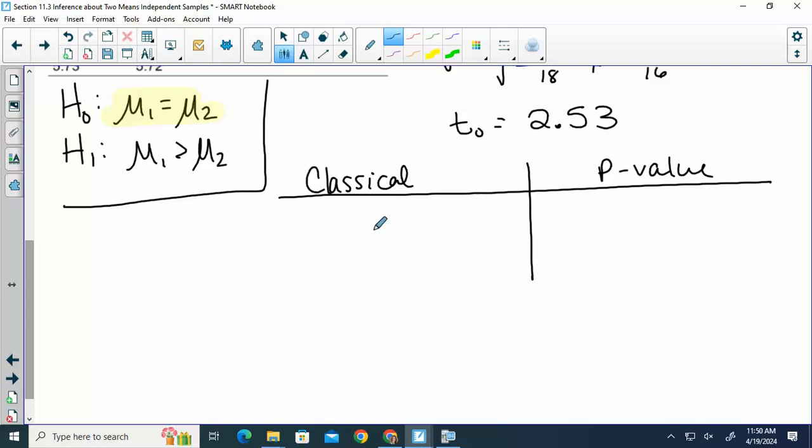From here, we have two different options if we're doing it by hand, classical or p-value. So I'm showing you both because I've just kind of noticed that some of you prefer different things. On this, I'm not going to ask you to show me both methods. It's just whatever makes the most sense to you. Classical approach requires us to find what? What do I have to compare it to?